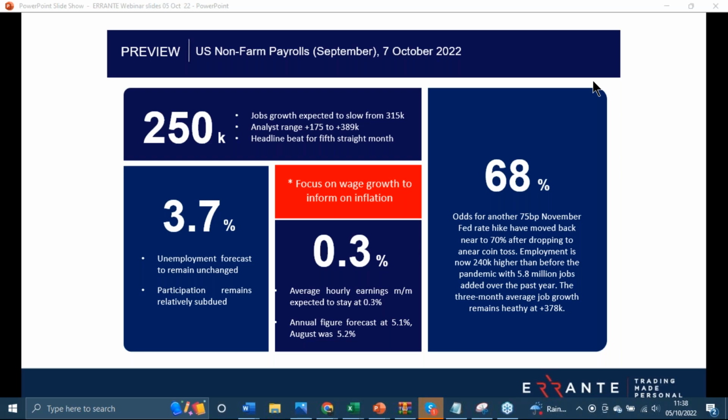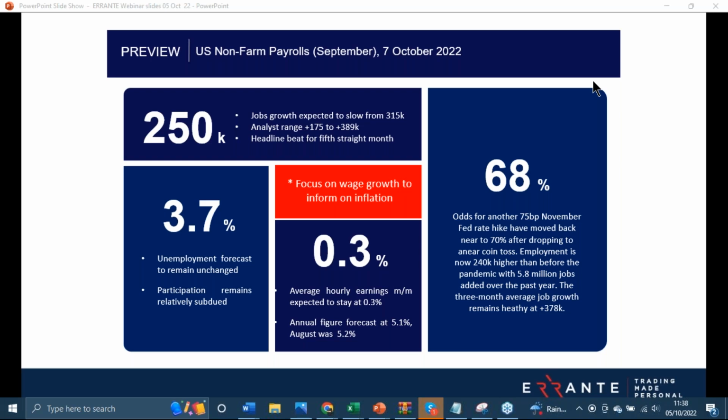Payrolls consensus expectations are for an increase at a moderate pace of 250,000. That compares to the prior figure of 315,000. Analyst forecasts range from plus 175 to plus 350. The jobless rate is projected to remain unchanged at 3.7%.